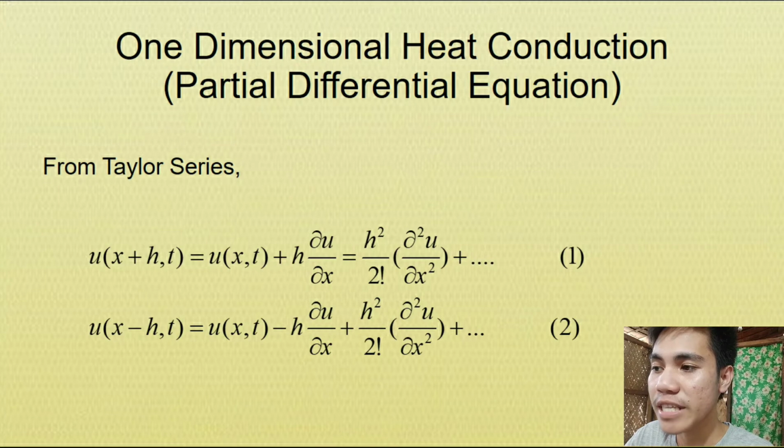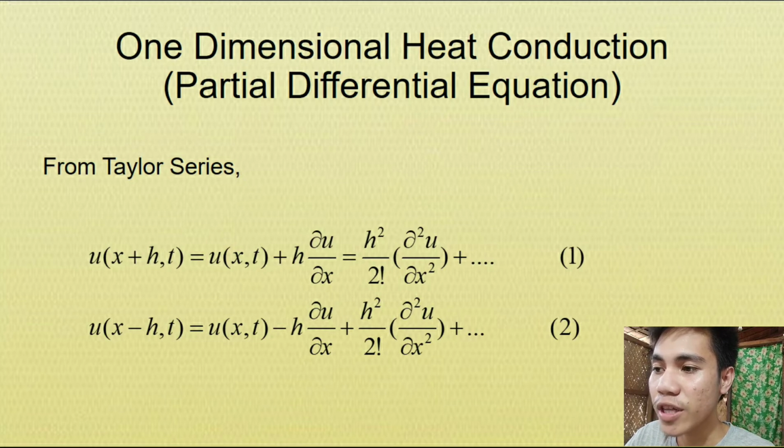So, from the Taylor series, u of x plus h comma t is equal to u of x comma t plus h times the partial derivative of u with respect to x plus h squared over 2 factorial times the second partial derivative of u with respect to x. This is the first equation.